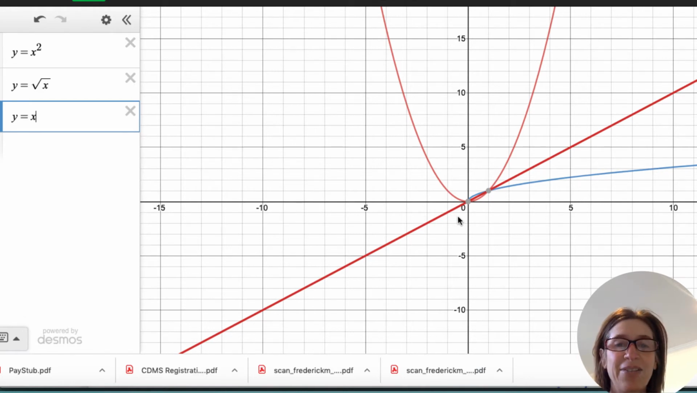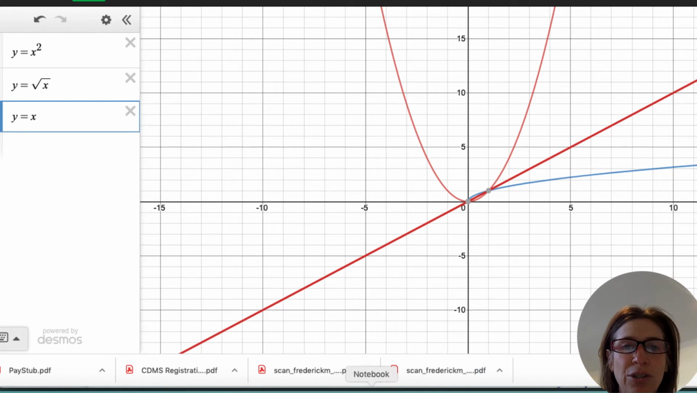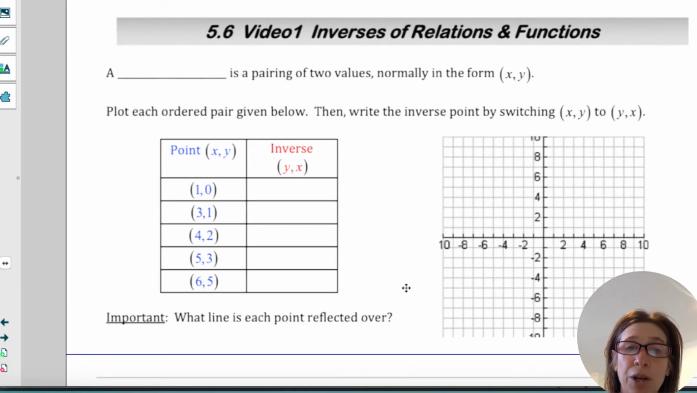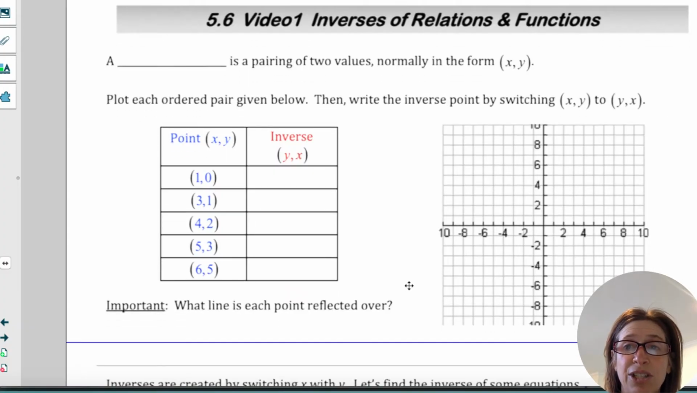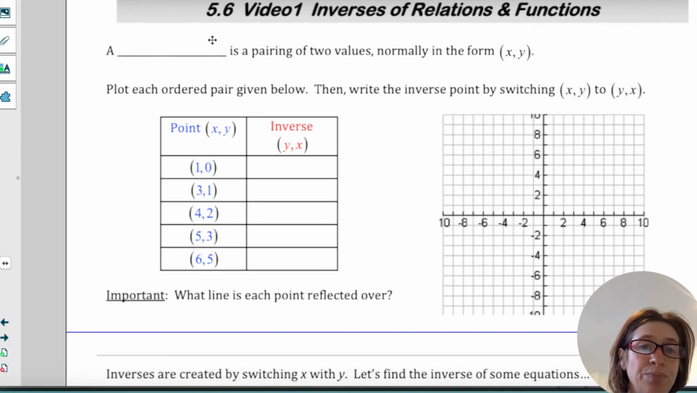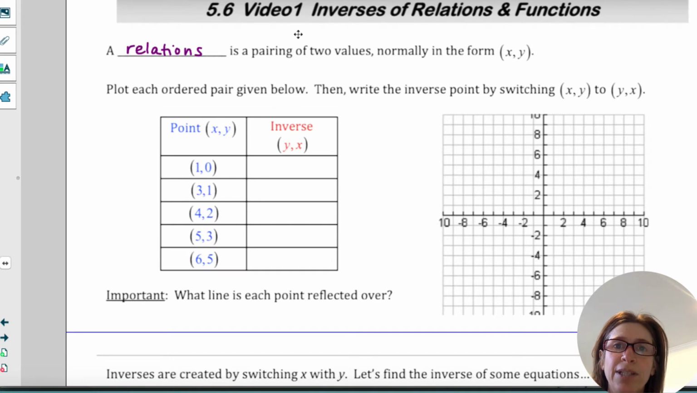Now, you didn't have to write any of that down yet, but now we're going to jump to our notes. So in your note packet, we're going to just review inverses of relations and functions, okay? So a relation is a pair of two values, right? Now, when we have a set of relations where every x has a unique y, we call it a function. All right, so I'd like us to plot each ordered pair that's given and then reverse the points like I just did, and let's see what happens with the inverse.